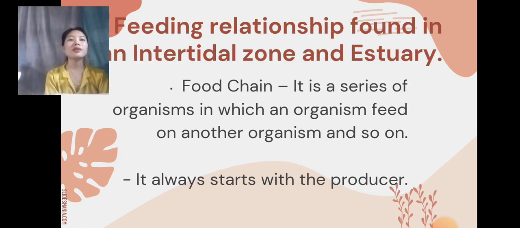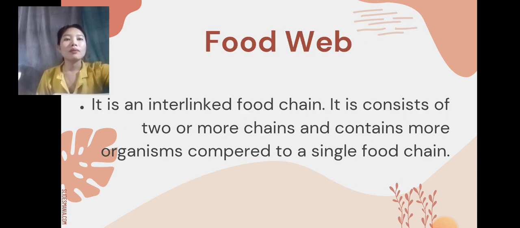So next is feeding relationships found in an intertidal zone and estuary. So first, we have food chain. It is a series of organisms in which an organism feeds on another organism and so on. It always starts with the producer. Next is food web. It is an interlinked food chain. It consists of two or more chains and contains more organisms compared to a single food chain.